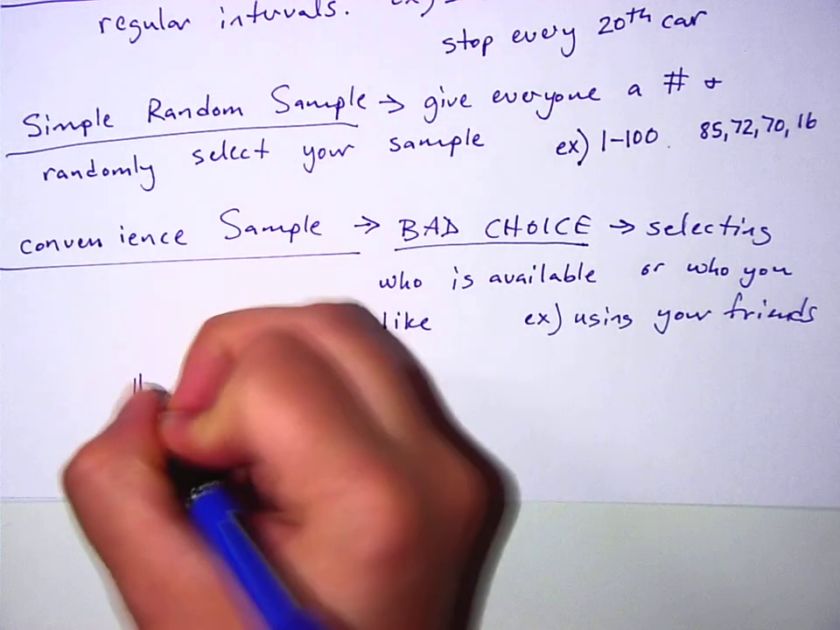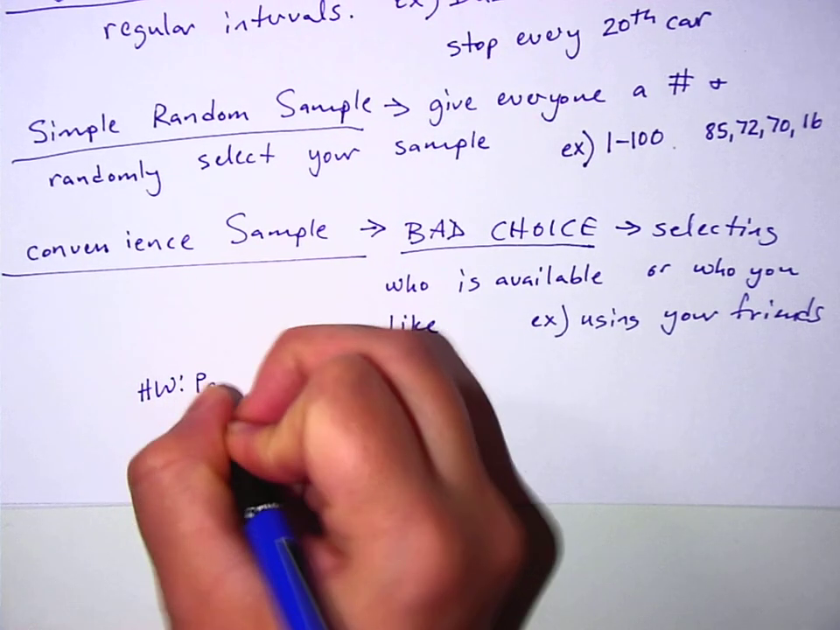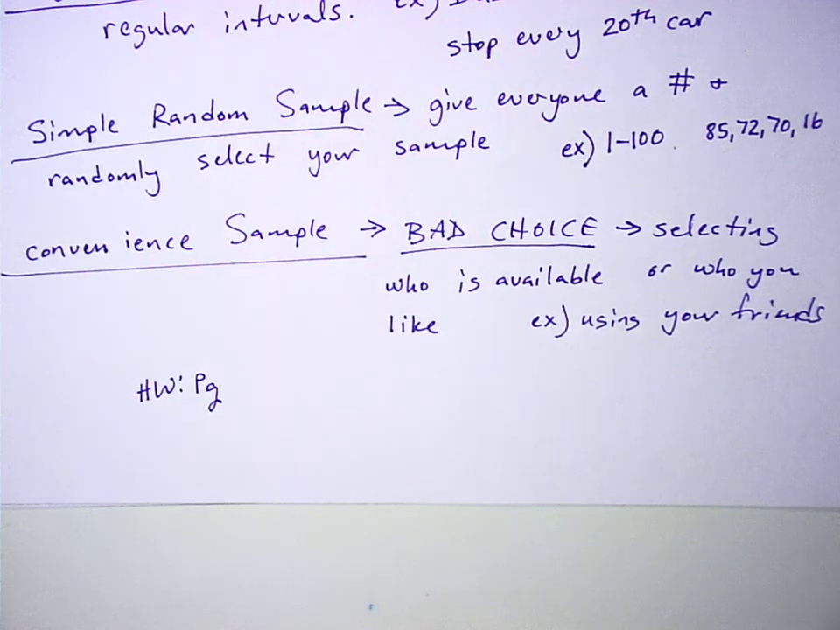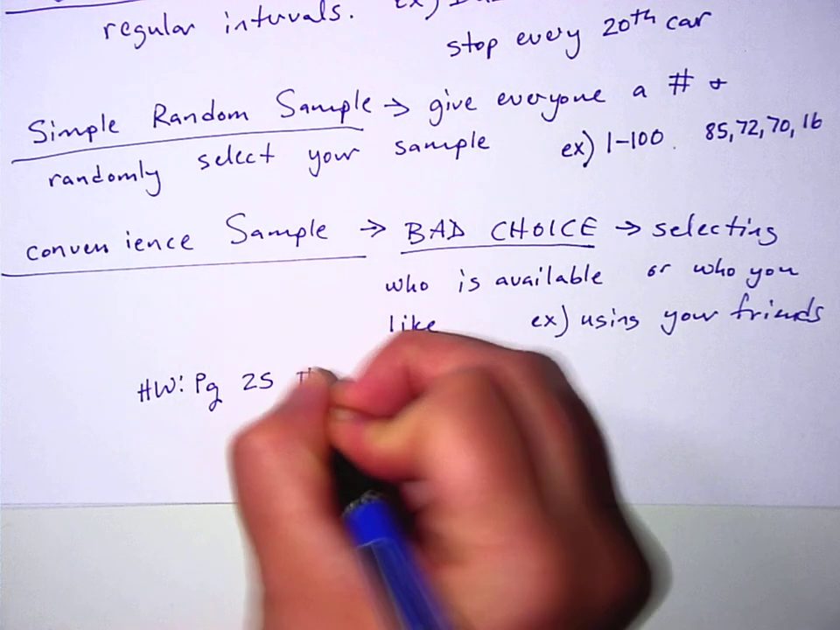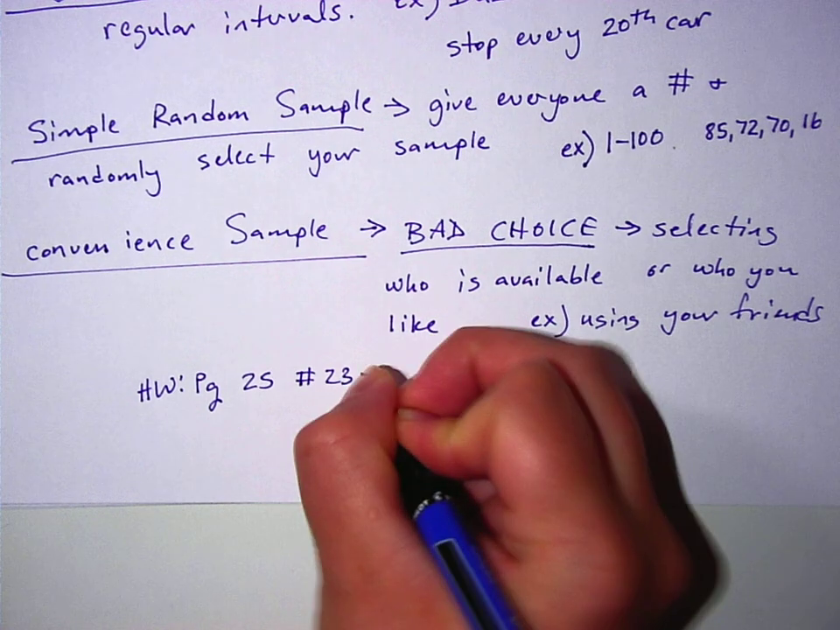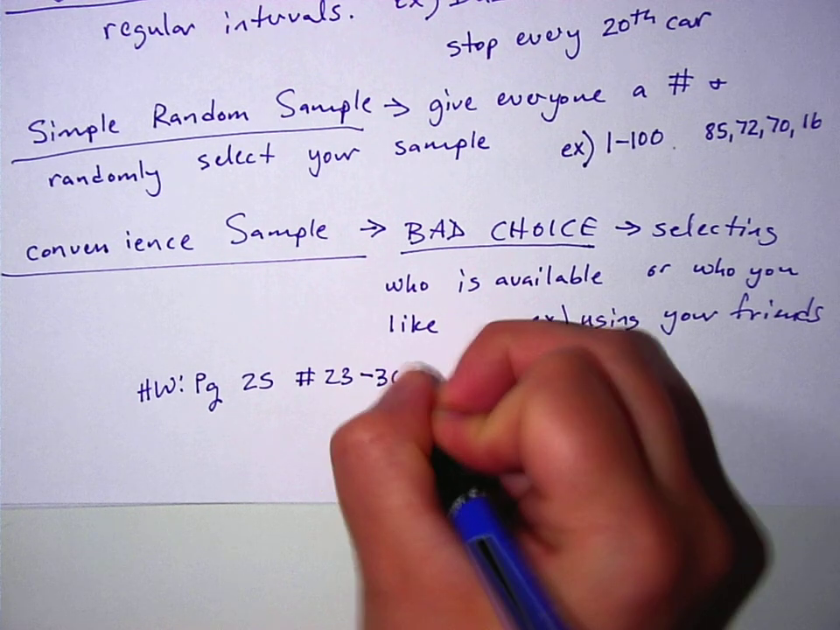All right, so your homework, which is pretty brief, is page 25, numbers 23 through 30.